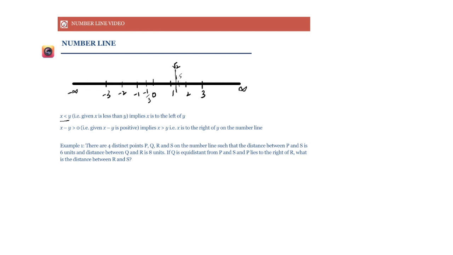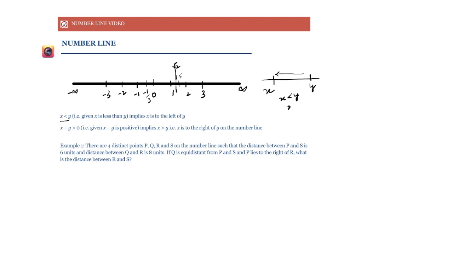X is less than y implies that x is to the left of y, if we are visualizing it on the number line. If we are given that x is less than y, we can visualize it like this. We don't know where the 0 is. We don't know whether x is to the left of 0, or both are to the left of 0, or both are to the right of 0. It doesn't matter. All we know is that, relatively speaking, x is to the left of y.